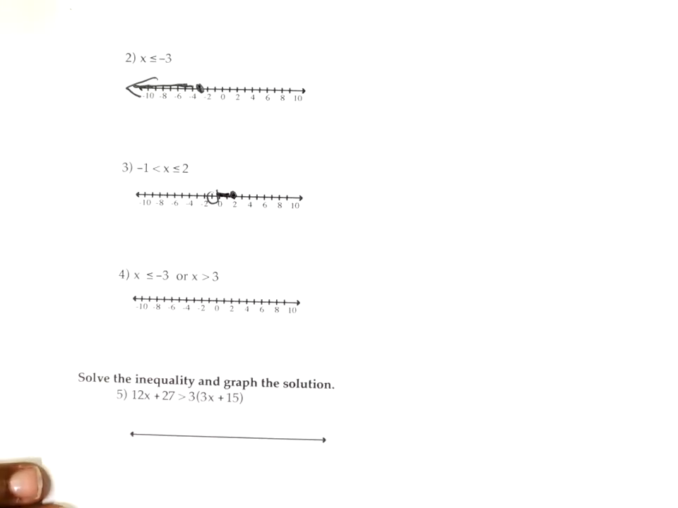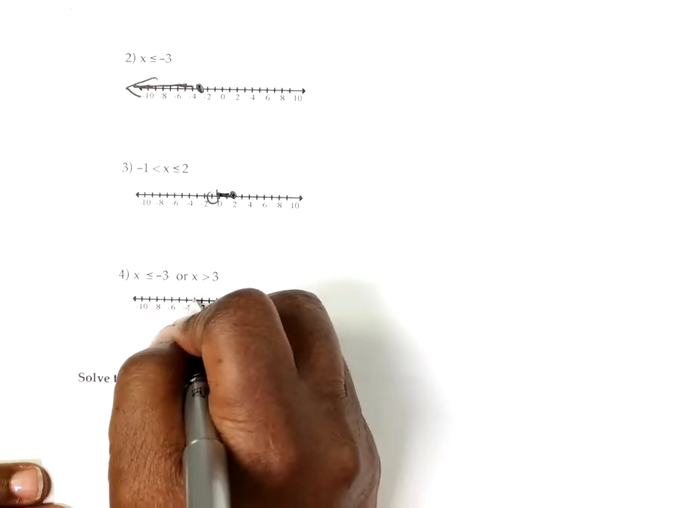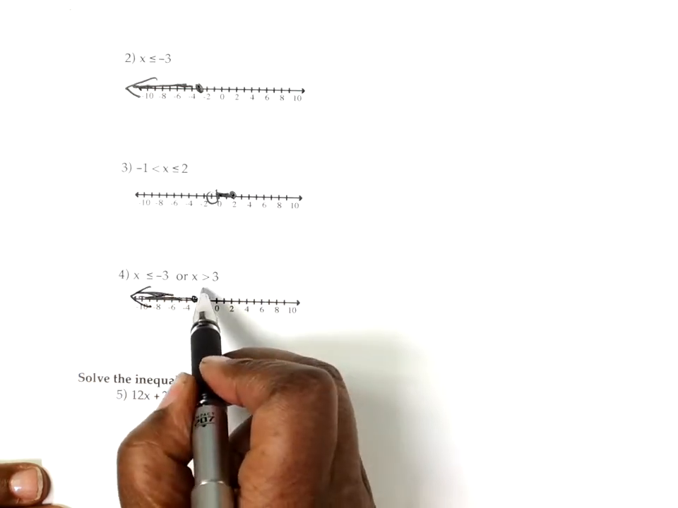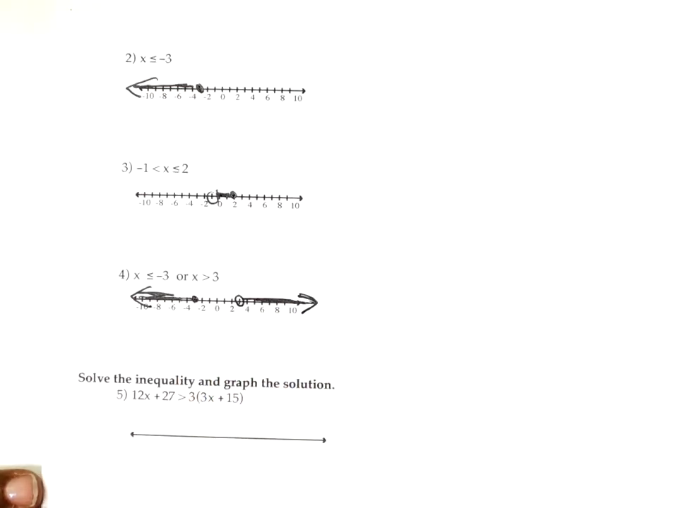Number 4 is when I'm shading in 2 different directions. So at negative 3, closed in circle, and it's less than. And then over positive 3, I have an open circle, and then I'm shading to the right because that's greater than.